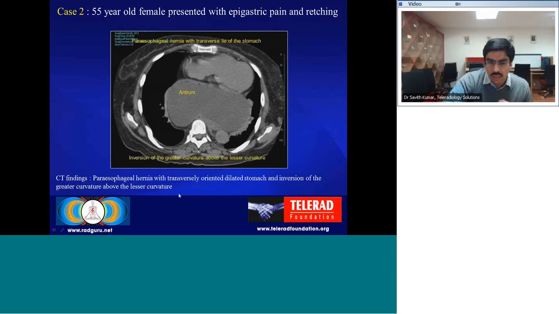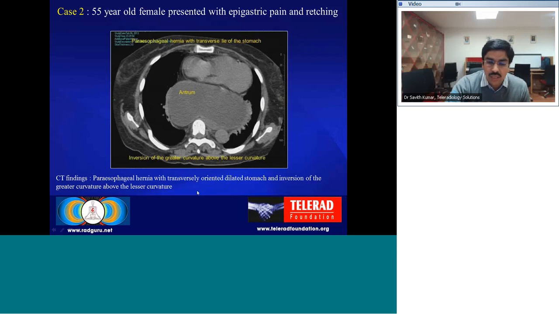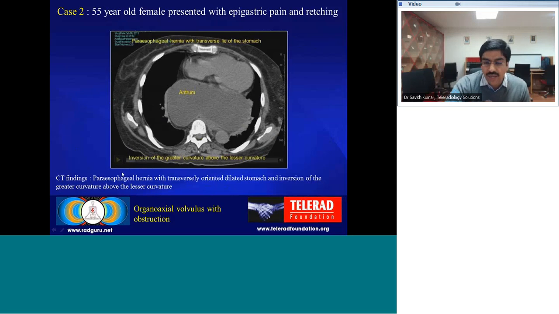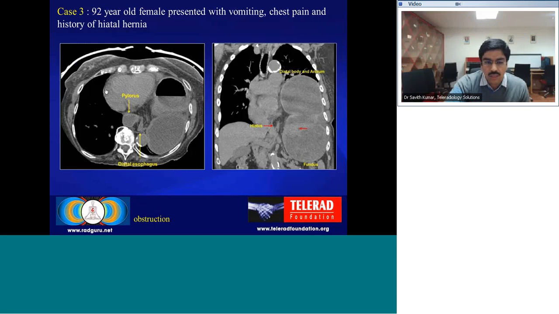So what we see is a large paraesophageal hernia with a transversely oriented stomach and a dilated stomach. So this is a case of organoaxial volvulus with obstruction. Okay, the next illustration, a 92-year-old female who presented with vomiting, chest pain and history of hiatal hernia.